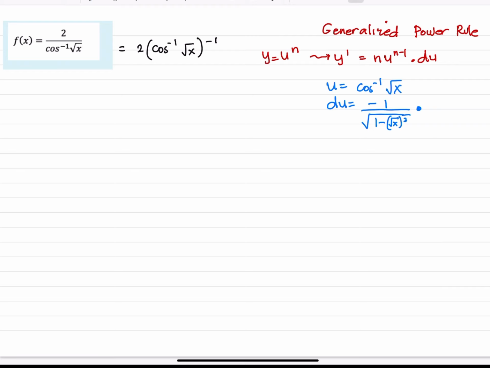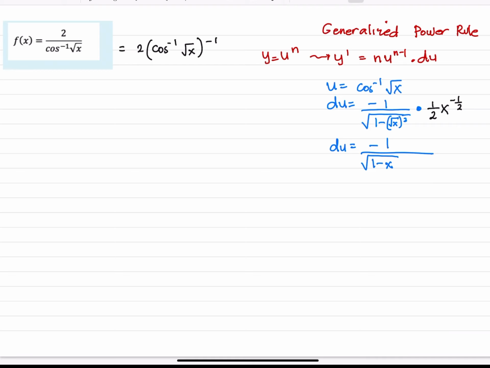Okay, applying the chain rule, we still have to differentiate the square root of x. And the square root of x is the same as x raised to 1/2. Therefore, applying the power rule, its derivative is 1/2 x raised to negative 1/2. Okay? So, du then equals negative of the square root of 1 minus x.